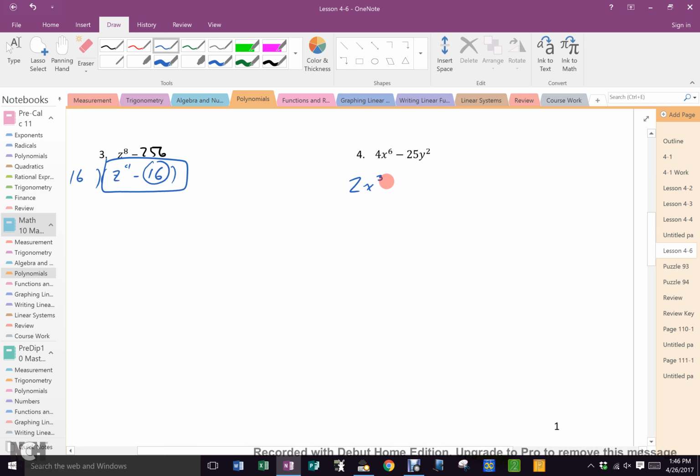X cubed. Plus. Now, what's the square root over here? Square root of 25 is 5. What's the square root of y squared? Y. And then I just write it again.